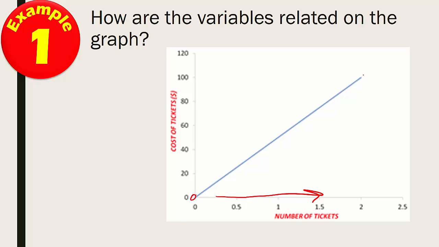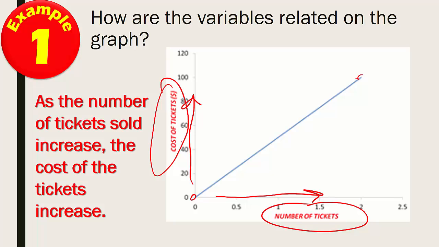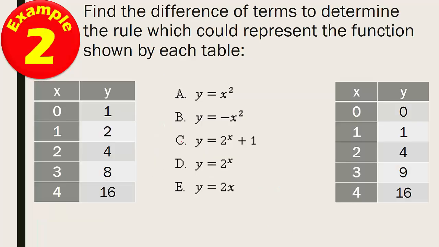So we're starting here and we finish here. This value is higher than where we started, so that is increasing. So we say as the number of tickets sold increase, the cost of the tickets increase. So that's where you're looking at these here, the labels for each axis.